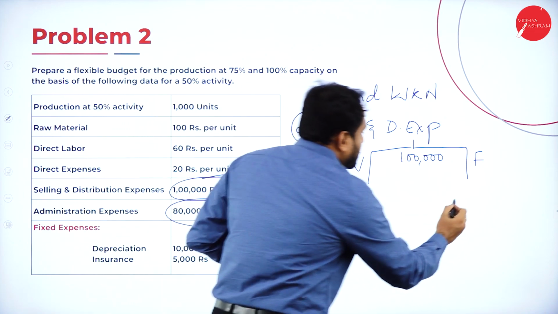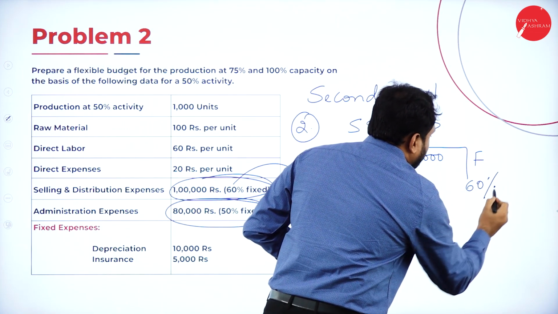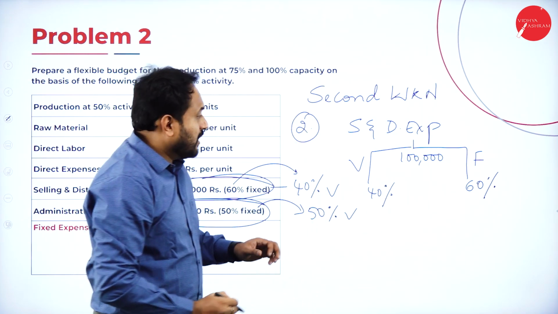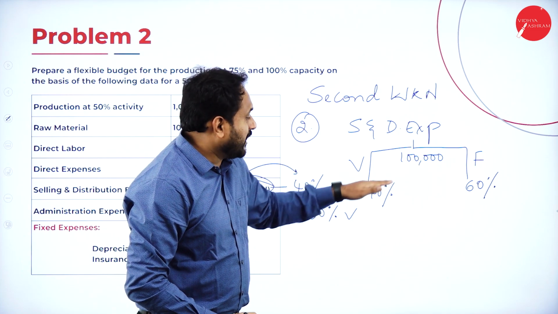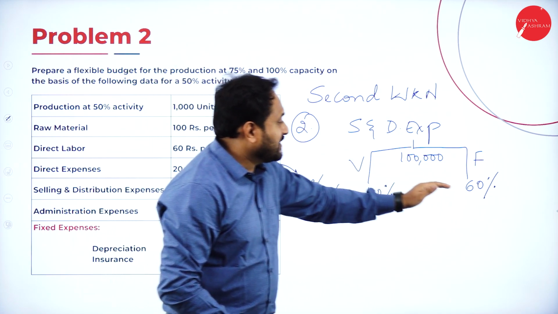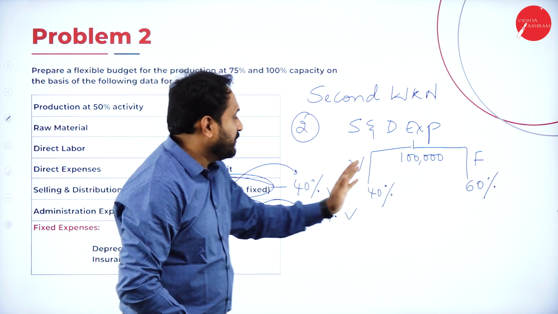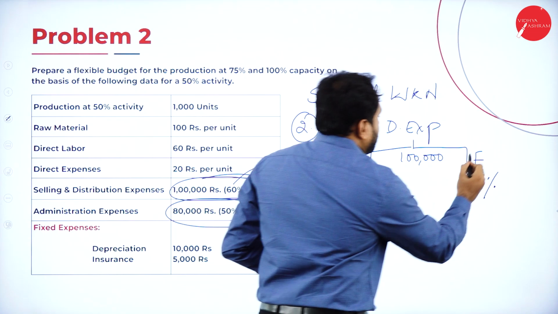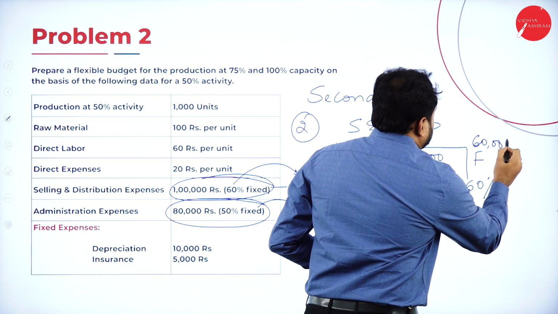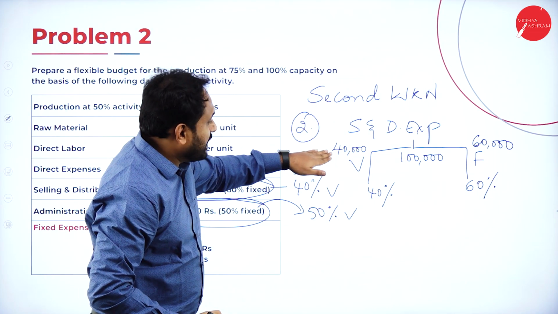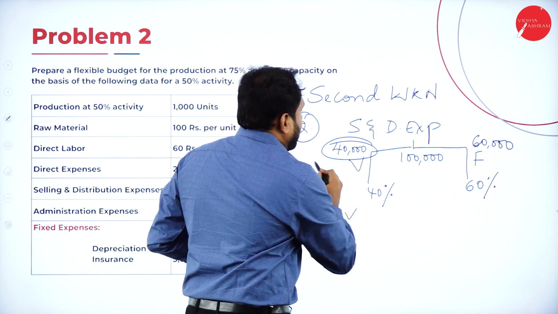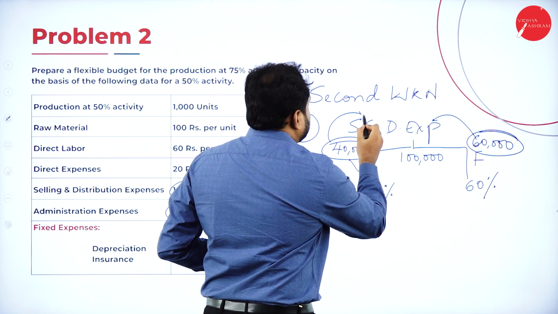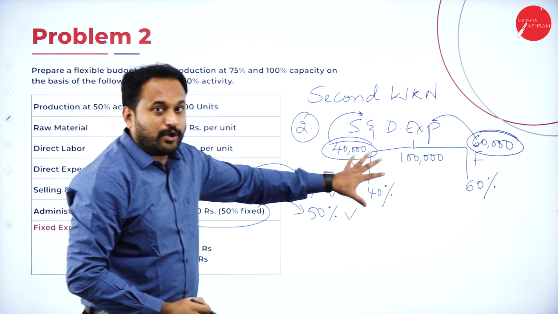And they have said 60% is fixed. So 60% here you write. 60% is fixed. So what is the remaining? 40% will be variable. Now 1 lakh, in that 1 lakh, 40% will go to variable and 60% will go to fixed. Now you divide. Now what happens is here you will get 40,000 rupees and here you will get 60,000 rupees. So this is your semi-variable cost and this is your semi-fixed cost for selling and distribution expenses. Hope you got this clear.